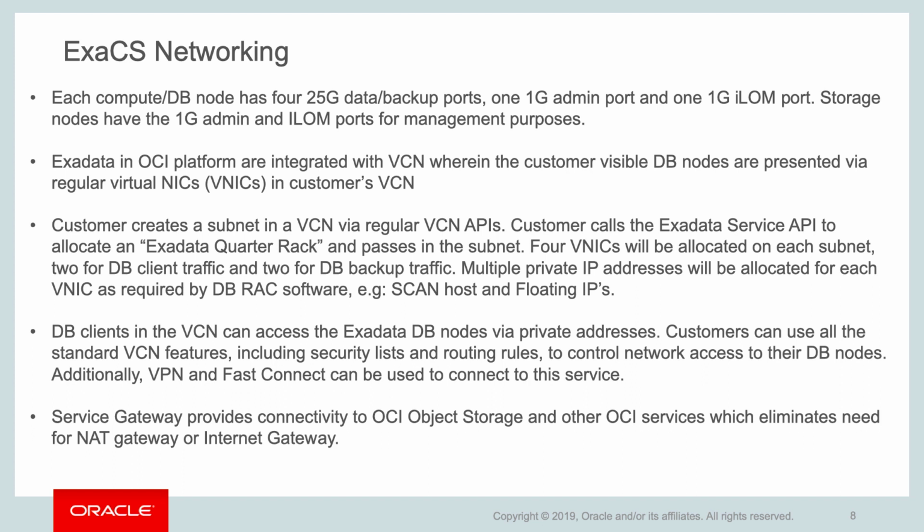A DB client in the VCN can access the Exadata database node via private addresses. Customers can use all the standard VCN features, including security lists and routing tables, to control network access to their database nodes. Additionally, VPN and FastConnect can be used to connect to Exadata Cloud Service. Service Gateway provides connectivity to OCI Object Storage and other services within OCI regions, which eliminates the need for a NAT Gateway or Internet Gateway.